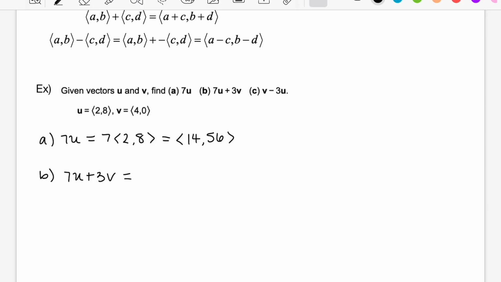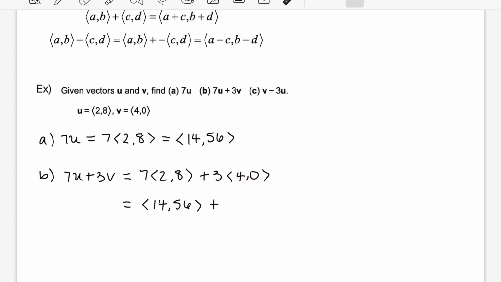All right, let's do part B here. So we have 7 times u plus 3 times v. In this case, v is 4, 0. Now we saw from part A that this first part, 7 times u, is going to be 14, 56. Now for this next part here, again, we are multiplying the scalar to both our horizontal and vertical components. So here we'll get 12, 0. Now what we want to do is add these guys.